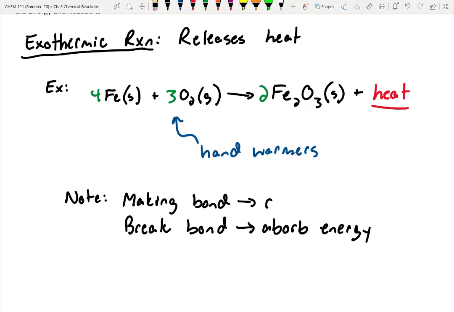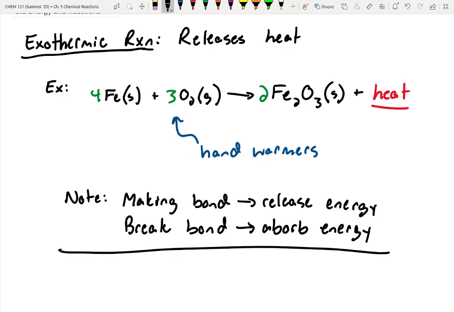And let's even just change this to release energy. Sorry, I know this may mess up your notes. And this is really important to figure out. And in fact, you can go look at tables and you can calculate the net sum to know if a reaction is exothermic, like we're seeing above, or endothermic, which is what we're going to cover next.